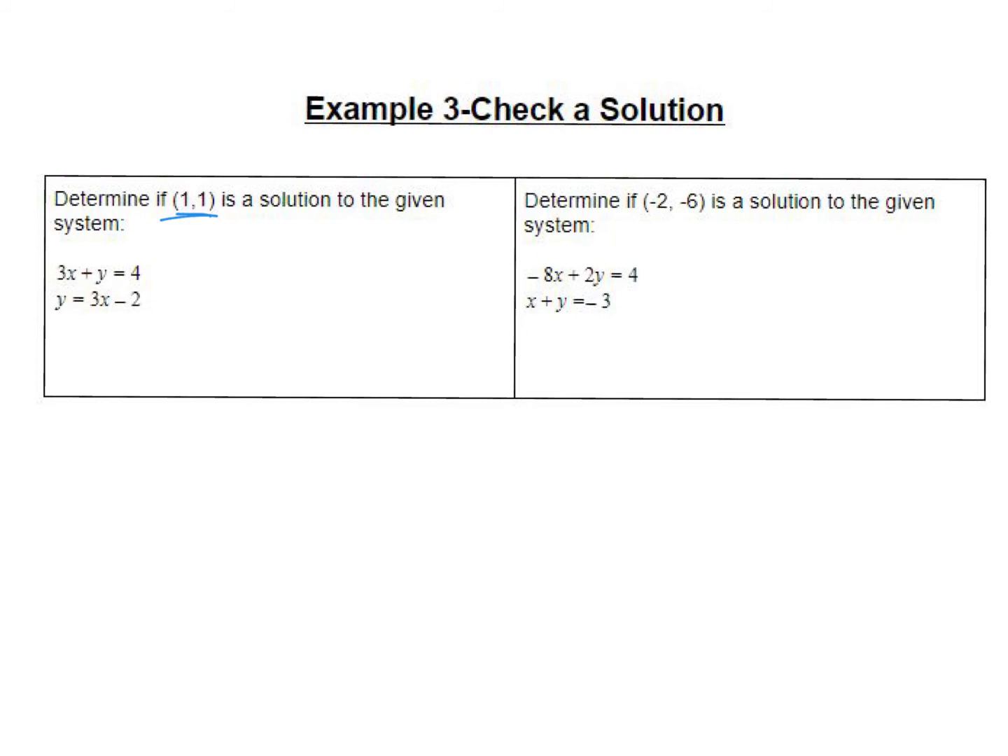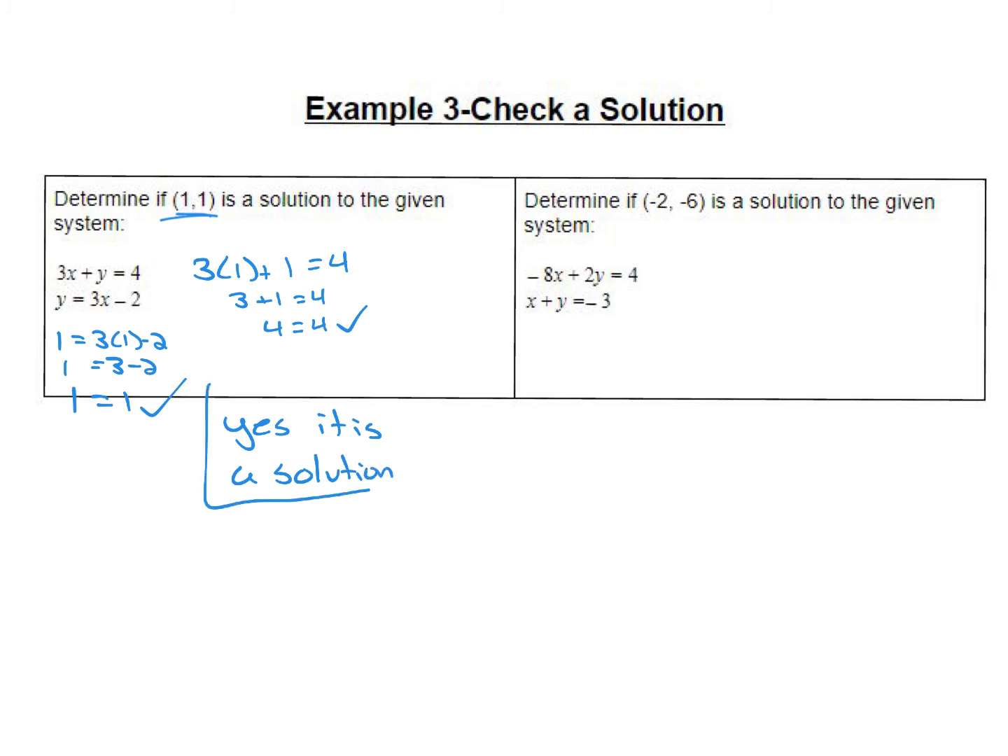Well, if they intersect at (1, 1), what we should be able to do is plug in 1 to both of these, and what we should end up finding out is 4 equals 4. So that's good for the first one. But we also want to plug (1, 1) into the other one to say, does 3 times 1 minus 2, so now we have 3 minus 2, does 1 equal 1? If the answer is true for both of them, yes, this is a solution.